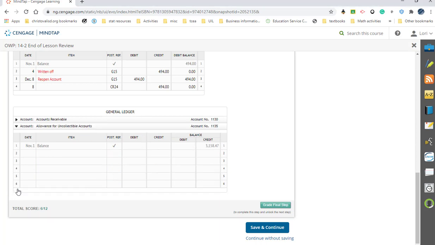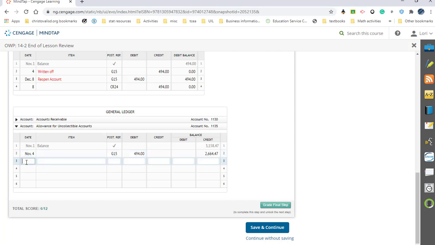Now let's look at the allowance for uncollectible accounts. We're going to start on November 4th. That is the first time that account was used. And we have from Journal 15 a debit of $4.94. And that's going to bring our balance to $2,664.47.